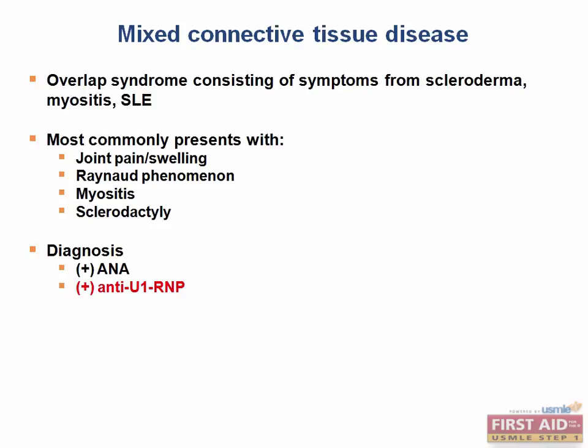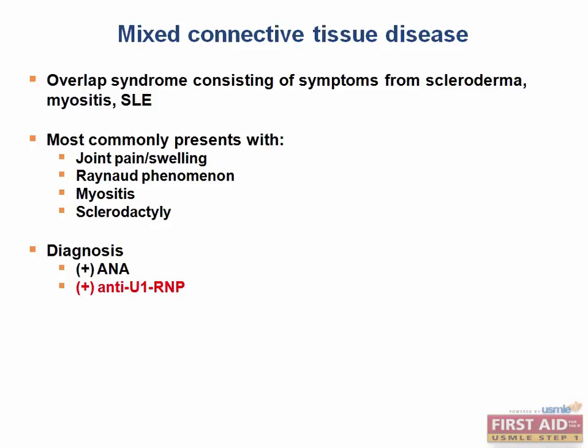Mixed connective tissue disease, otherwise known as MCTD, is sort of a grab bag disorder consisting of a various collection of symptoms from other diseases, such as scleroderma, myositis, lupus, and others. MCTD generally presents with joint pain and swelling, Raynaud phenomenon in the extremities, and myositis, as we previously mentioned. They can also have sclerodactyly, or thickening of the skin on the face, fingers, and toes.